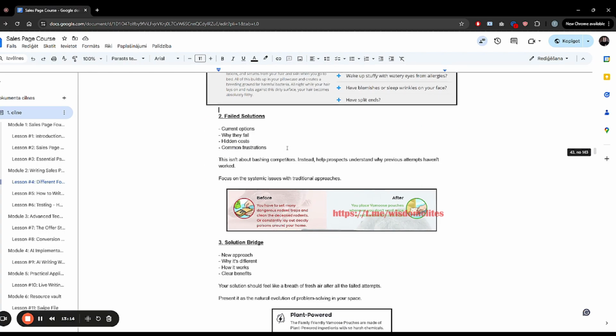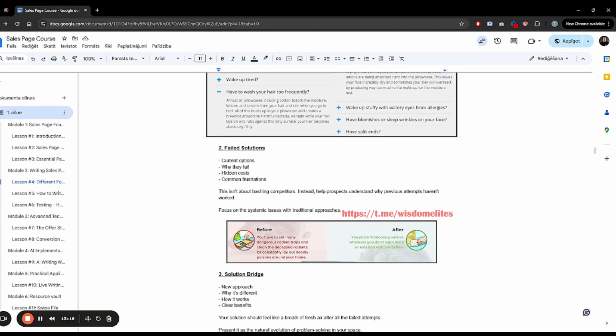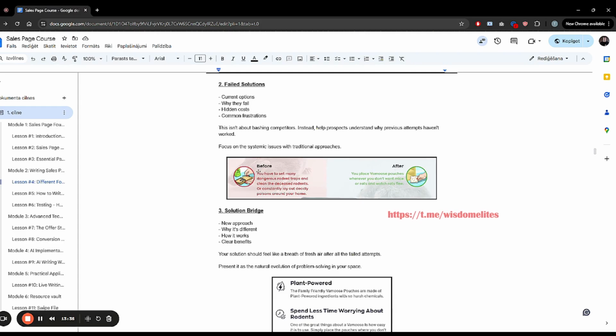Now, failed solutions. So address the current options they have right now, or something they have tried already. Why they fail, the hidden costs, like what they might be missing out on, what harm they might be doing unknowingly, and common frustrations they might have. For example, with the mouse pouches. Right now you might use mouse traps. You have to set so many dangerous rodent traps and clean the deceased rodents, which is nasty, especially if you're like a middle-aged woman. You have to set them up, and they can be dangerous. And then you have to pick them up, throw the dead mice away, and basically replace it and place food on it. It can be really nasty.